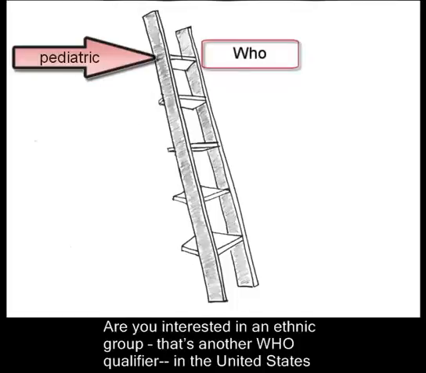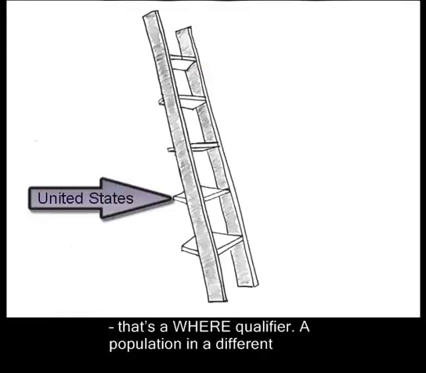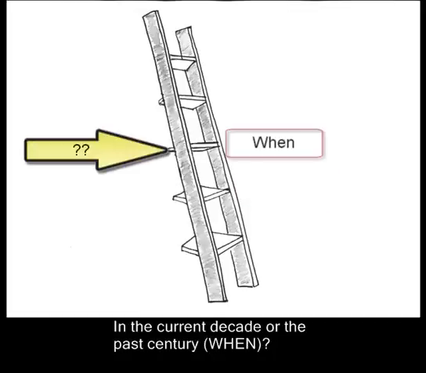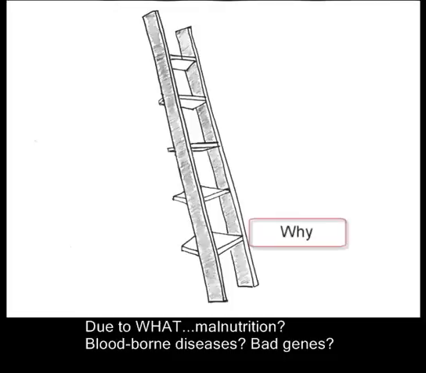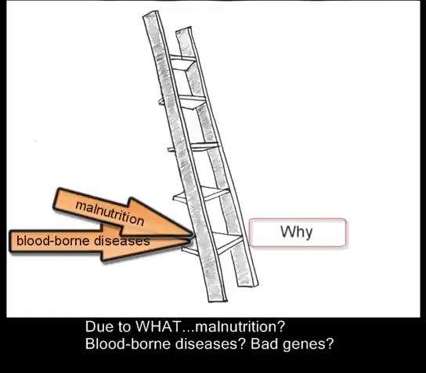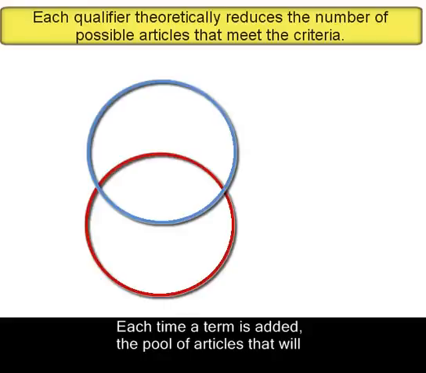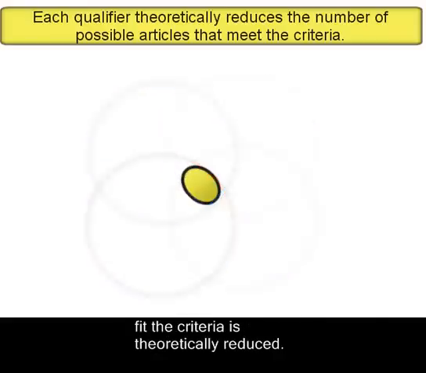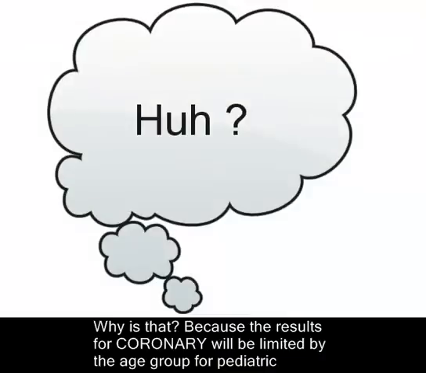Are you interested in an ethnic group? That's another who qualifier. In the United States, that's a where qualifier. A population in a different country, say China, that's a different where. In the current decade or in the past century? When? Due to what? Malnutrition? Bloodborne diseases? Bad genes? Each time a term is added, the pool of articles that will fit the criteria is theoretically reduced. Why is that?